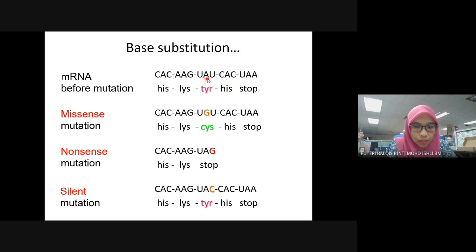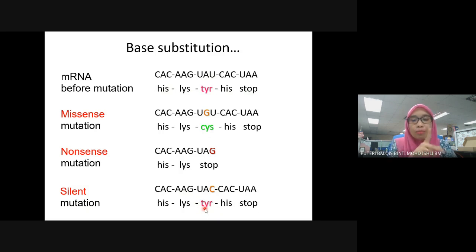So silent mutation: CAC, AAG, UAC. UAU ni, U ni tadi kita gantikan dengan C. Tapi dia still membawa maksud amino acid yang sama. Sebab itulah kita panggil sebagai silent mutation. Dia berlaku mutation, tapi kalau dia bagi amino acid yang sama, kita panggil sebagai silent mutation.